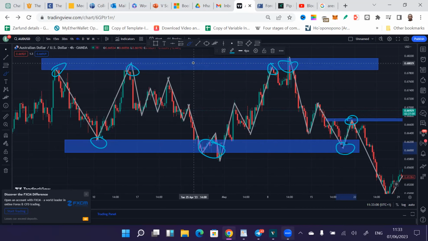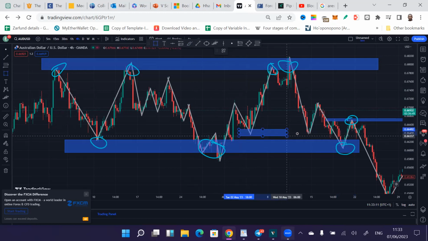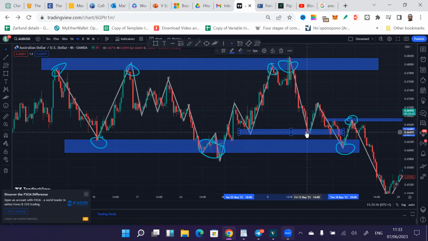Inside what I've drawn now is a big region, a big area. But if you look at this, you will also notice that inside here there are also swings. There's a swing here, there's a swing here. That's another support. There's the major one, the big one, and there's the smaller one.